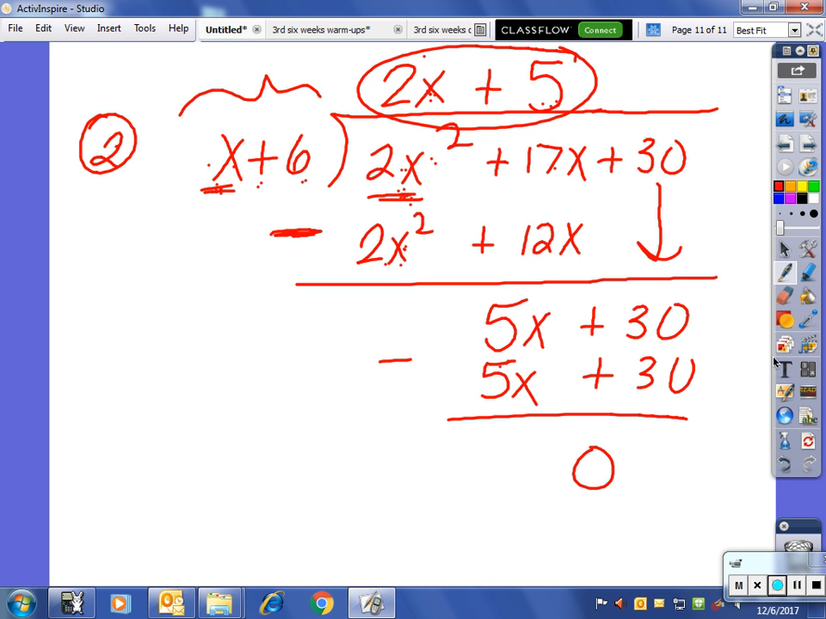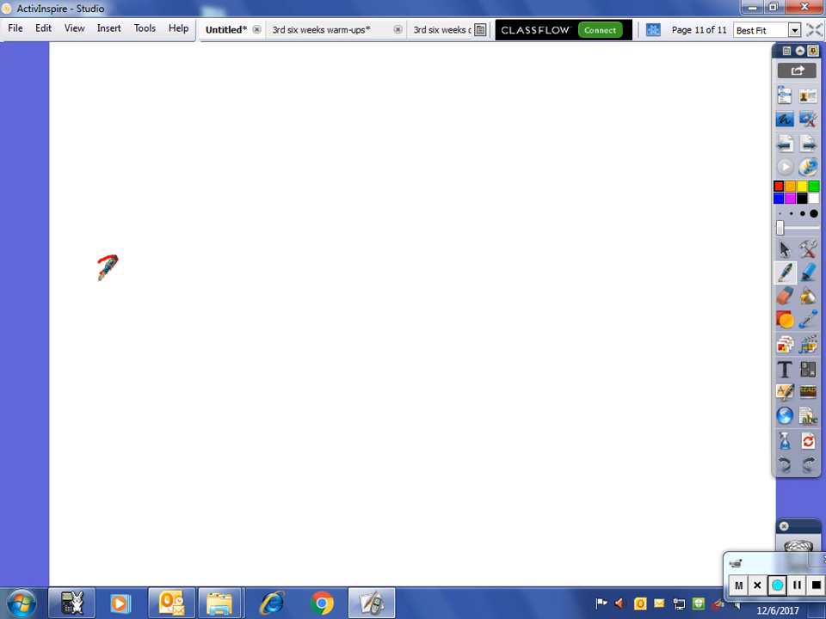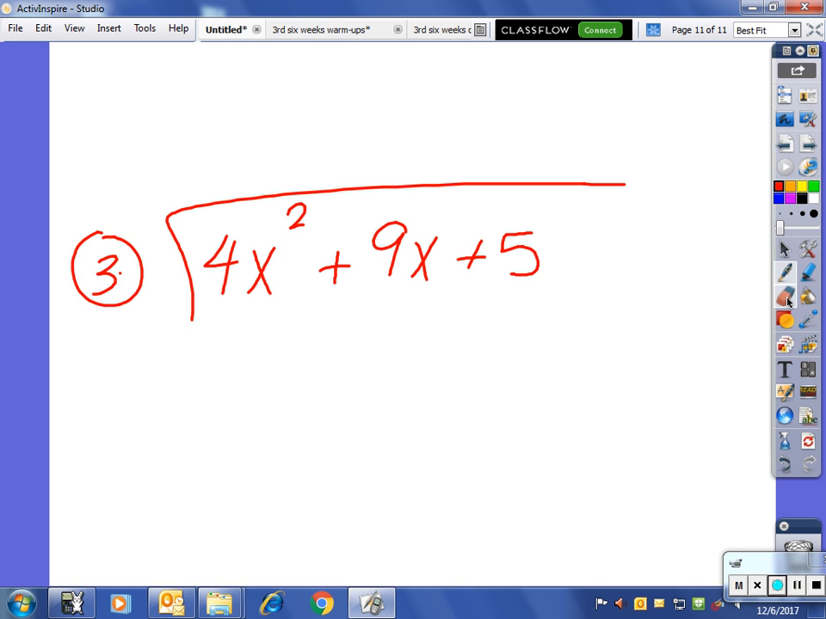All right, you try one on your own. Number 3, are you ready? You can do it, folks. I have faith. 4x squared plus 9x plus 5 divided by x plus 1.